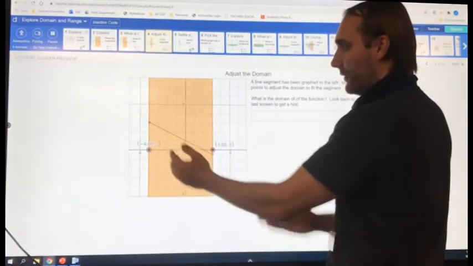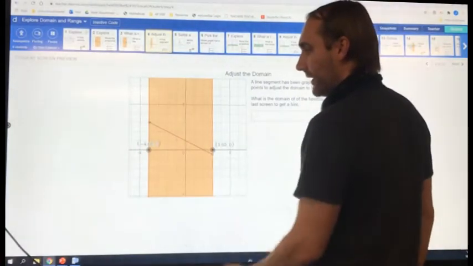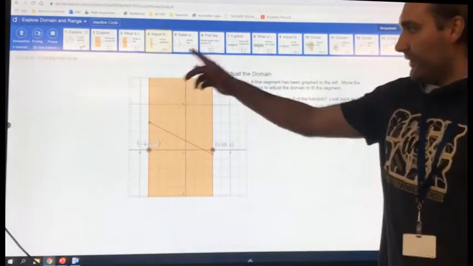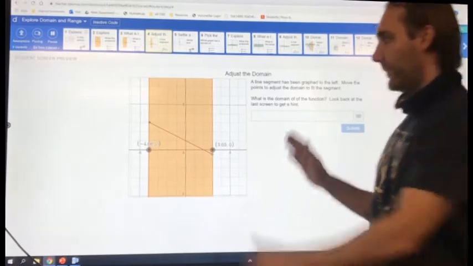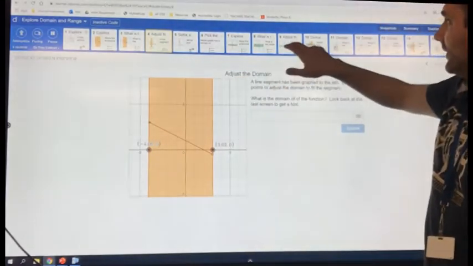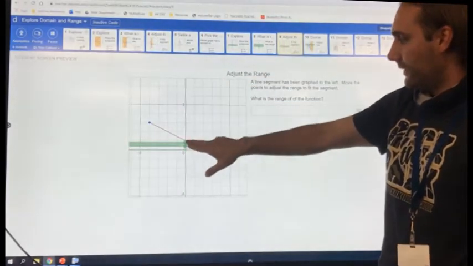So notice, what did I do? I boxed in my graph going from the domain coordinates. My graph is going from negative 4 to 3. Do you see any part of my graph outside the shaded region? No, that's the whole point of domain and range. It's boxing it in. So domain is going from left to right. That's your X. And range is your Y.